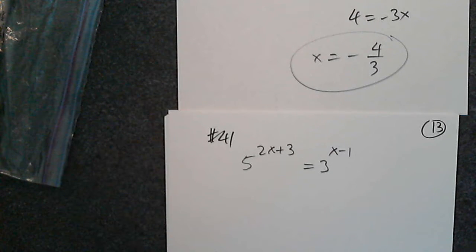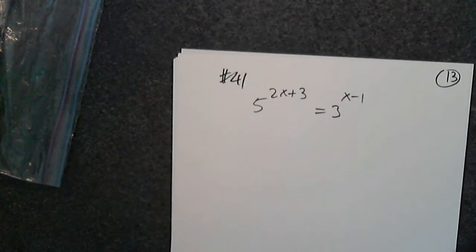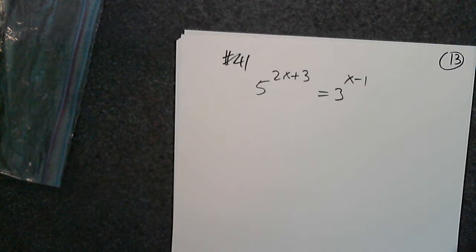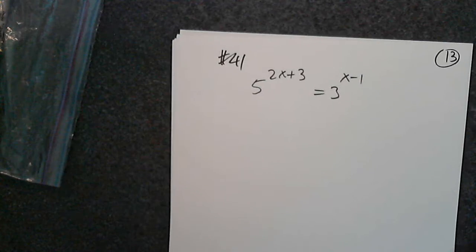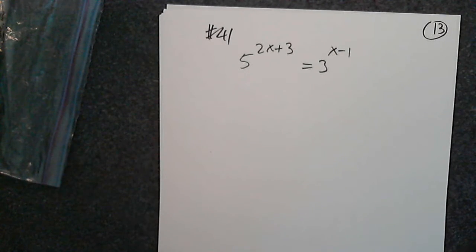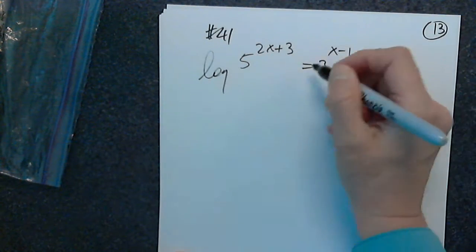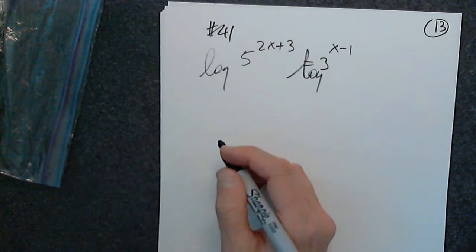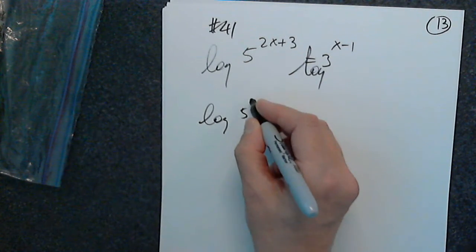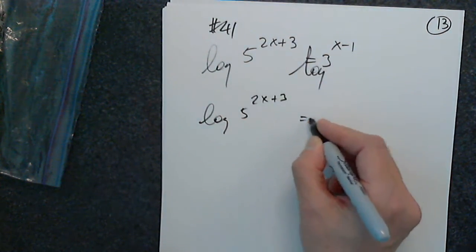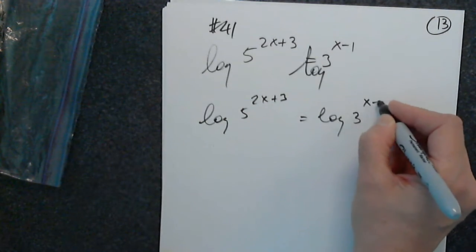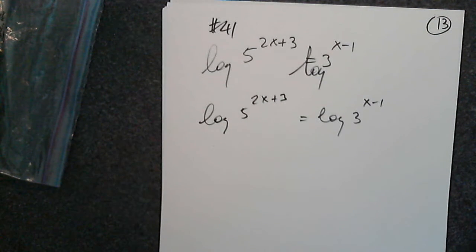And I have only one option. What is that option? Bring the powers in front. How will I bring the powers in front? Applying natural log or common log. It doesn't matter. Which one would you like to apply? Okay, log. Log is fine. So now the new equation is log of 5 raised to 2x plus 3 equals log of 3 raised to x minus 1. Now you have to be very careful.